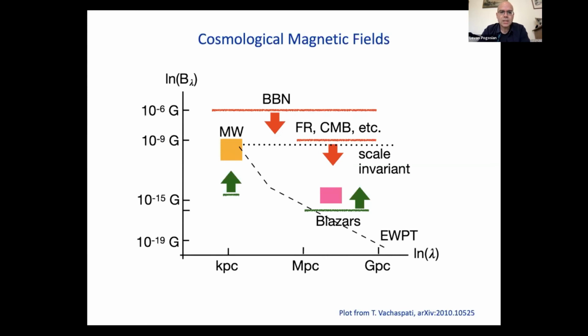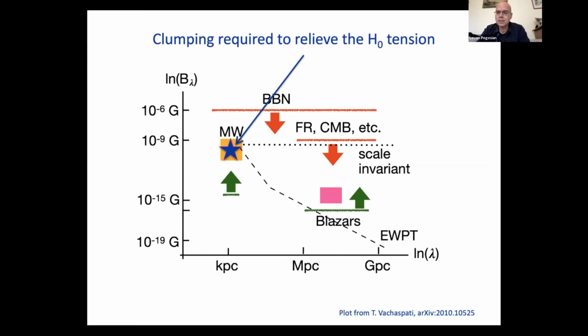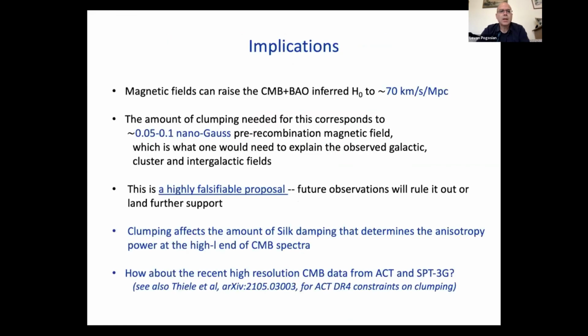So if you translate what it implies for our value of B, it falls smack on that golden triangle. So needless to say, we were very excited about this. And whether or not this scenario solves the Hubble tension, it's still extremely interesting to investigate this. So this is a highly falsifiable proposal.